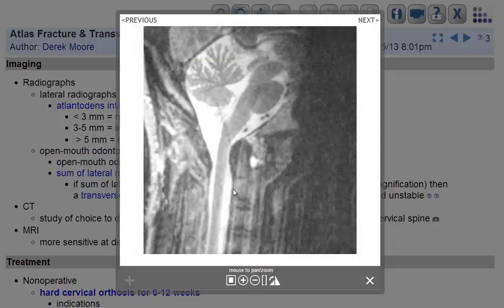MRIs can be useful if you're suspicious for injury to the transverse ligament. You can have transverse ligament injuries without any bony fractures. So if you do see migration, an increased atlantodens interval, and there's no evidence of fracture on your CT scan, then you want to perhaps obtain an MRI, and you might see this hyperintensity here, which represents an injury to the transverse ligament. This is probably an avulsion injury here.